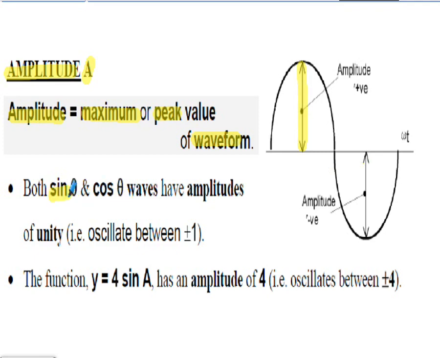Both the sine theta and cos theta waves have amplitudes of unity. In other words, they oscillate between plus or minus 1. Those are the basic sine and cosine waveforms. If we're given a function such as y is equal to 4 times the sine of A, then the amplitude in this case would be 4. In other words, the waveform oscillates between plus and minus 4.